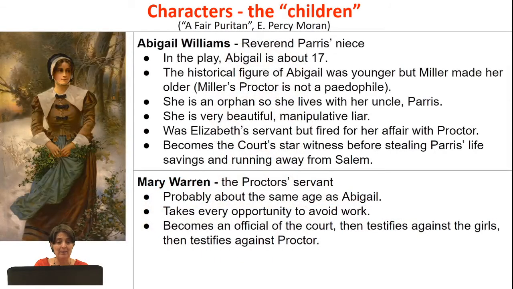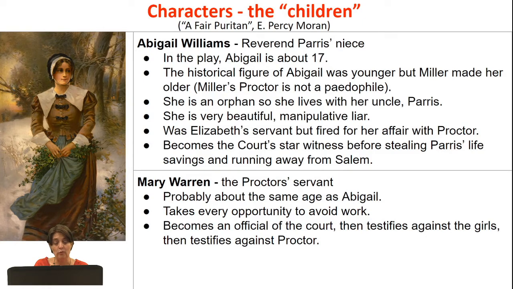Other important child characters, although they are actually teenagers bordering on grown women, are Abigail and Mary Warren. So Abigail Williams is Reverend Paris's niece. In the play, she's about 17 years old. The historical figure of Abigail was actually much younger, but Miller made her older for the purposes of the play because he didn't want to present Proctor as a paedophile, because that's not the point he's trying to make.